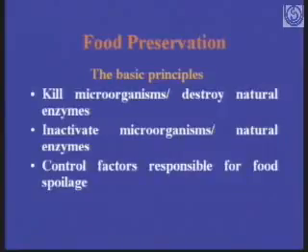The first principle that we can really talk about is kill microorganisms or destroy natural enzymes. Now what exactly are we meaning by this? That is, we have the basic principle that if we kill the microorganisms, which as you probably know are the cause of spoilage, then we can reduce the process of spoilage and preserve the foods better. So that is one type of aspect.